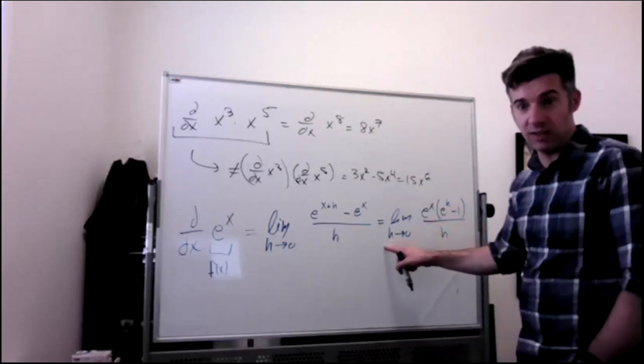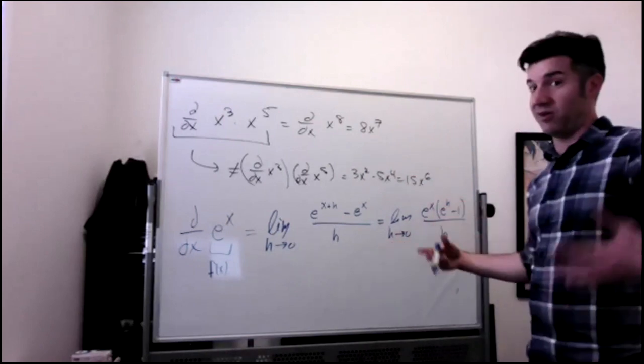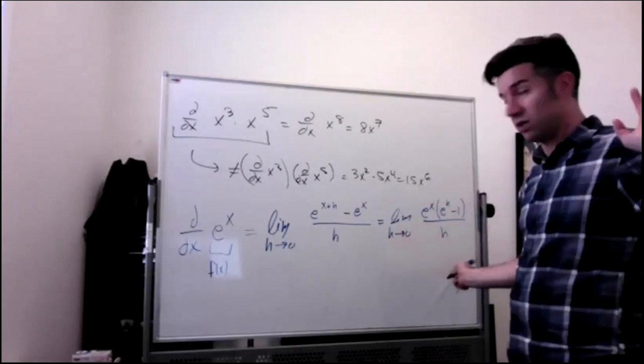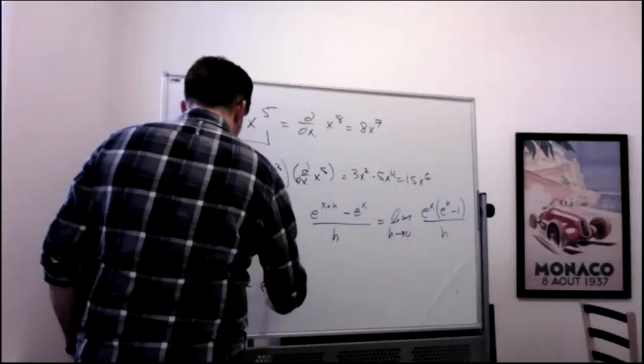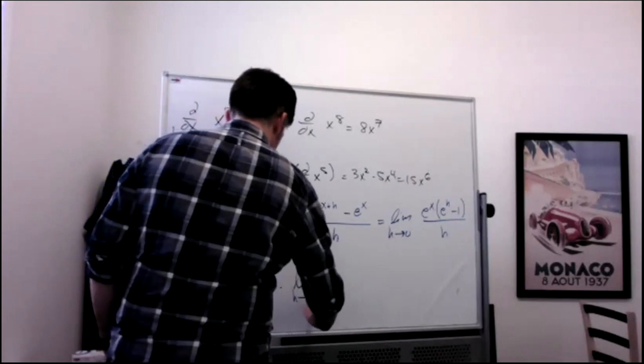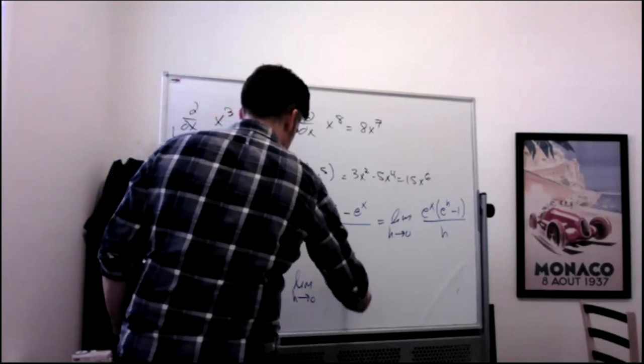And then, since we're talking about h going to 0, e to the x, as far as h is concerned, is just a constant, right? E to the x isn't changing if it's h that's approaching 0. So this is equal to e to the x times the limit as h goes to 0 of e to the h minus 1 all over h.